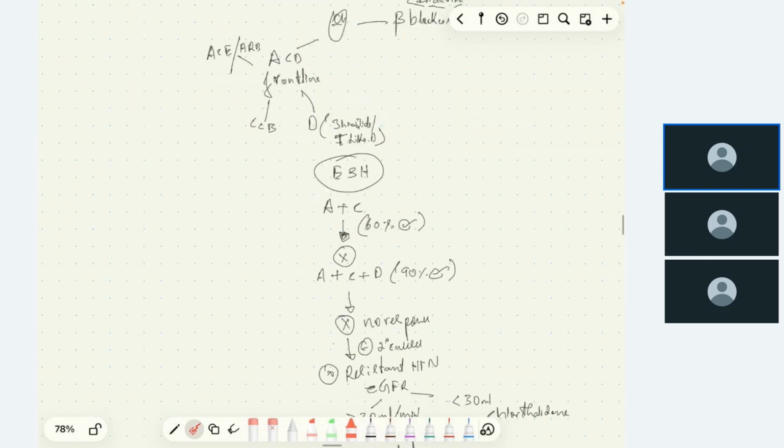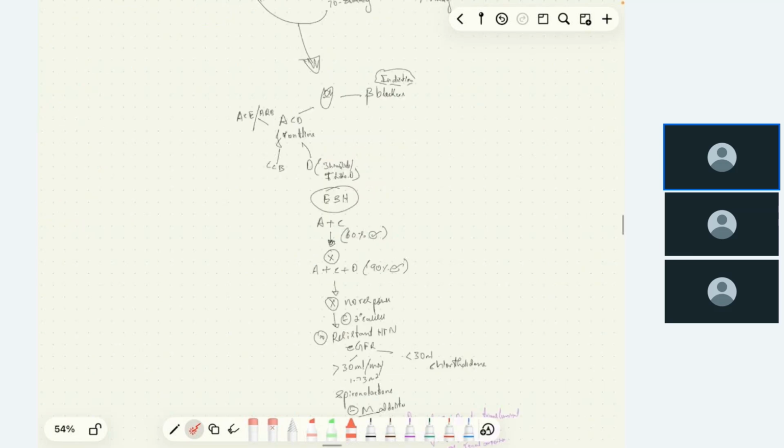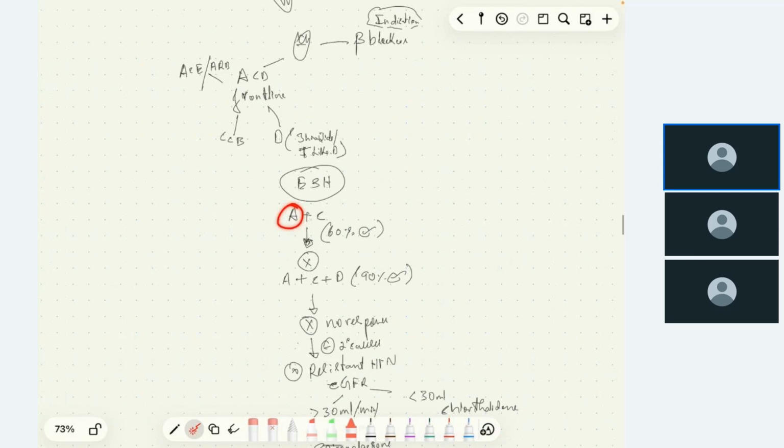Now, according to the European Society of Hypertension, first we'll start with ACE inhibitors and calcium channel blockers. 60% of patients respond to the AC treatment. AC, 60% response. Another 40% will not respond. We will add on diuretics for them. AC not working, add D.